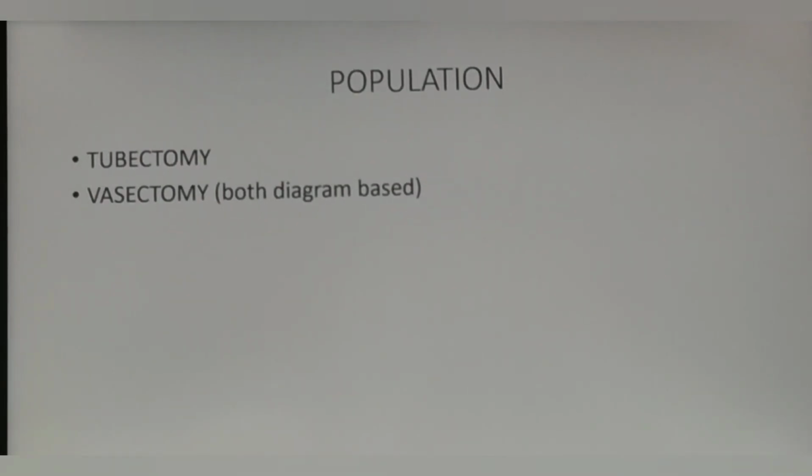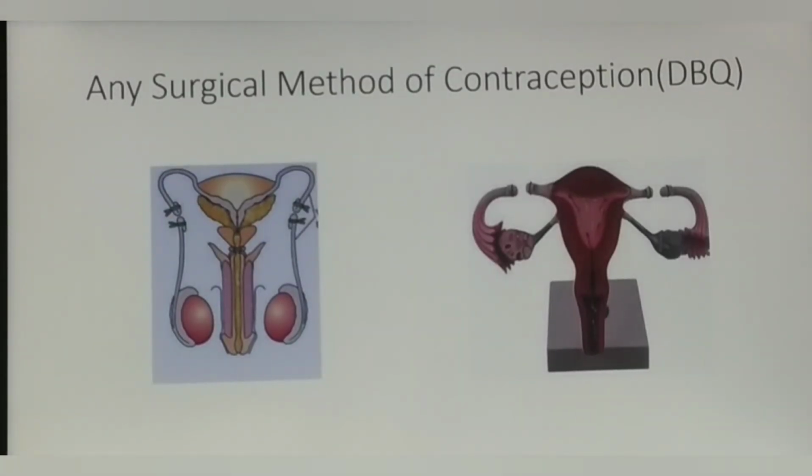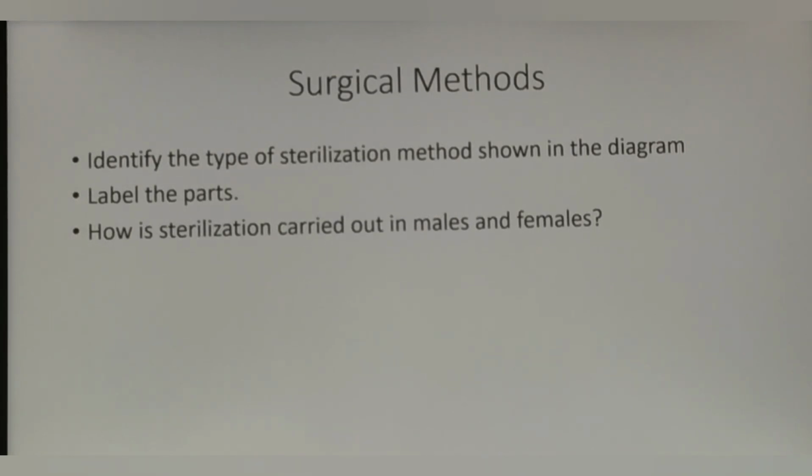Now from the chapter population, the diagram based questions you can expect are the surgical methods of contraception, tubectomy and vasectomy. Here you can see the diagrams. You might be asked to label, any one can be asked. So you might be asked to identify the type of sterilization method shown in the diagram. Then certain parts in the diagram will be numbered and you will be asked to label the numbered parts. Then how is sterilization carried out in males and females?